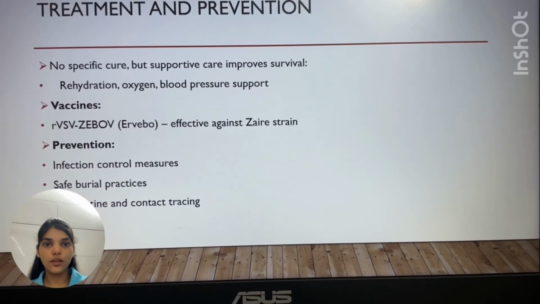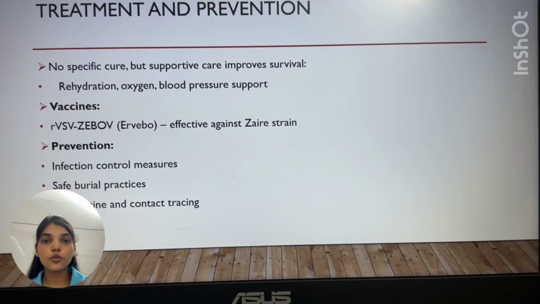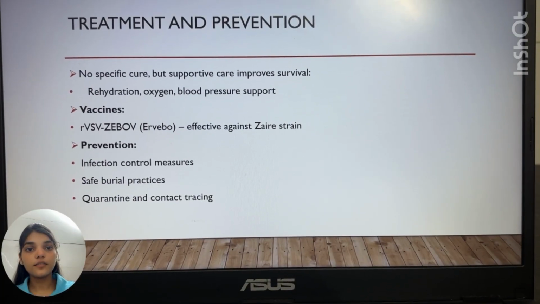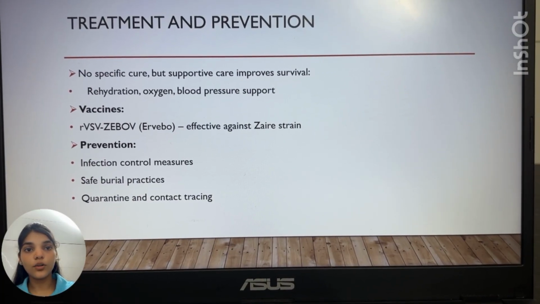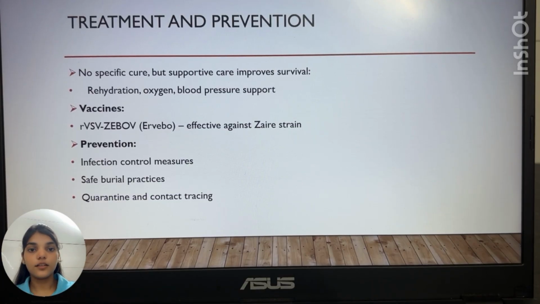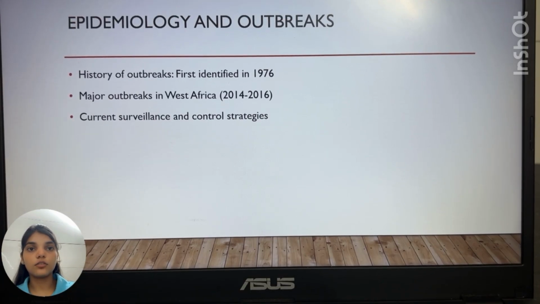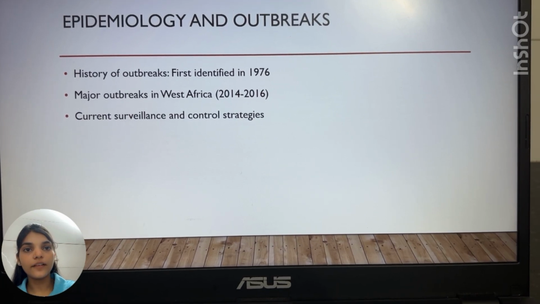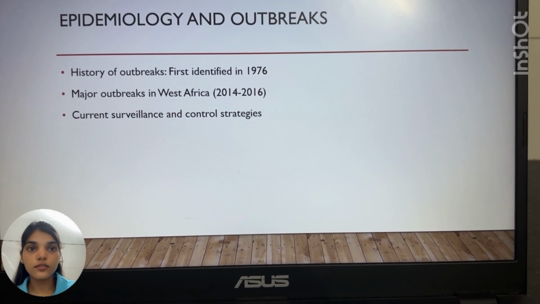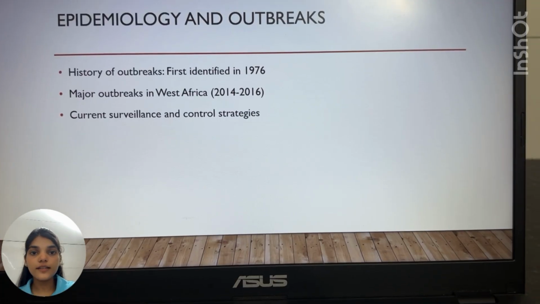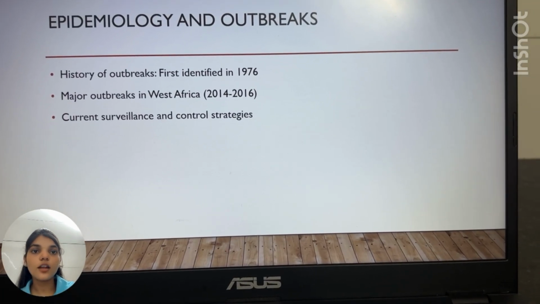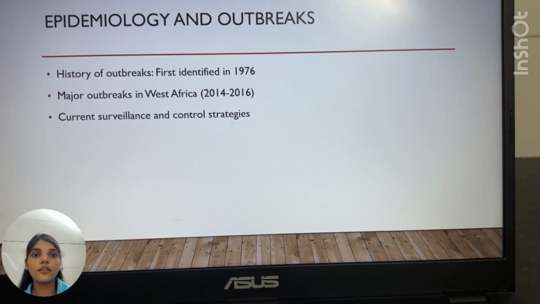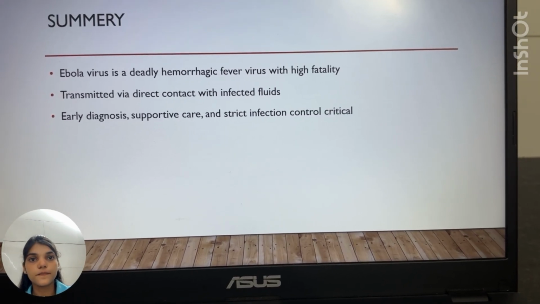Prevention of Ebola virus: infection control measures, safe burial practices, quarantine and contact tracing. It is very important for Ebola virus control. Epidemiology and outbreaks of Ebola virus. History of outbreaks: first identified in 1976, major outbreak in West Africa. Current surveillance and control strategies.